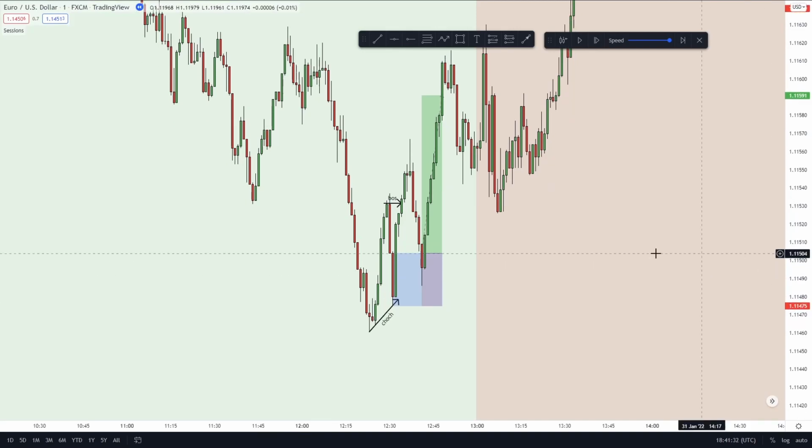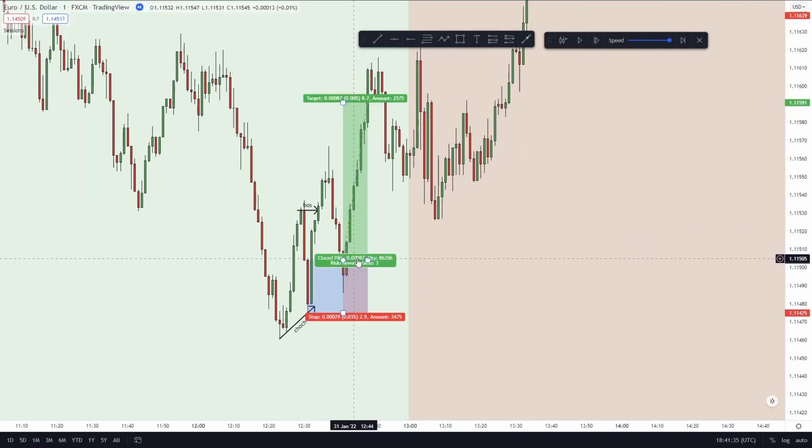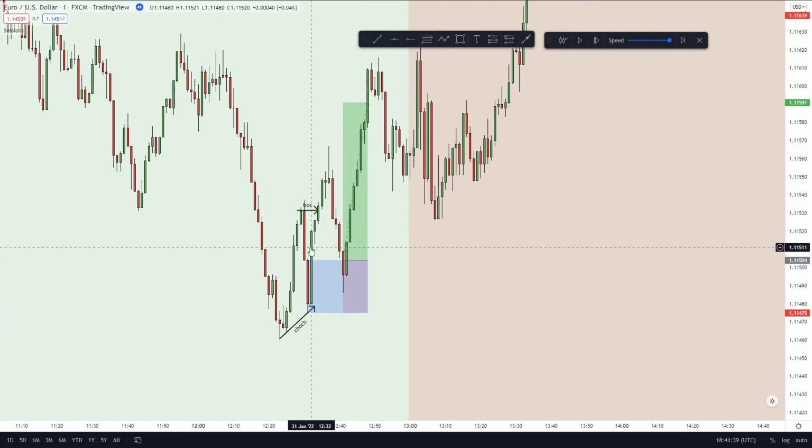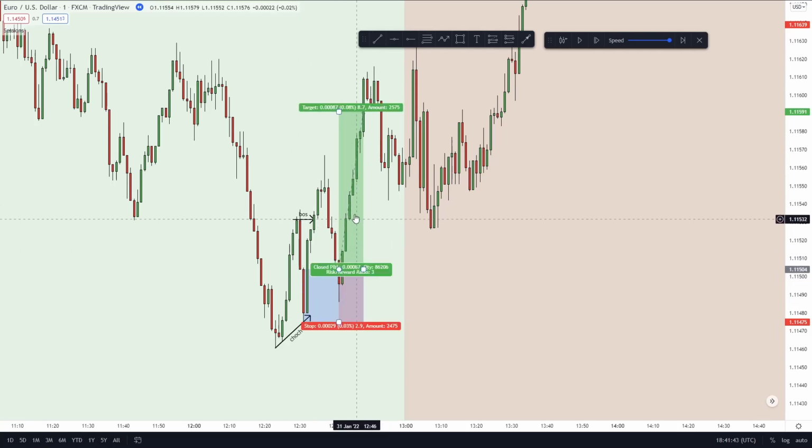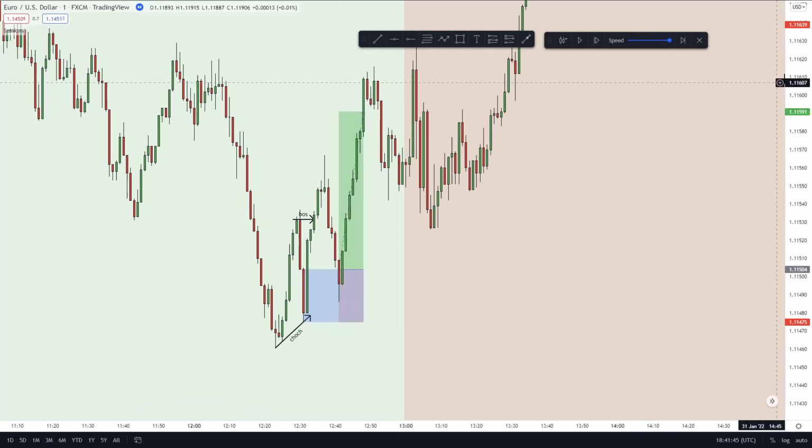So considering that we've broken above the structure, I was looking at quite a large entry of a 2.9 pip stop loss, entered off this final down candle here. Price comes down, tags us in, and then shoots through our 1-to-3 profit target.